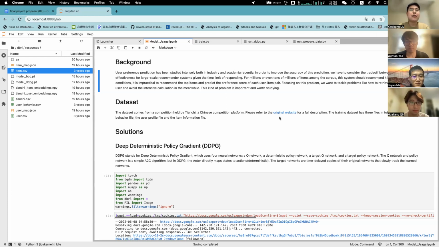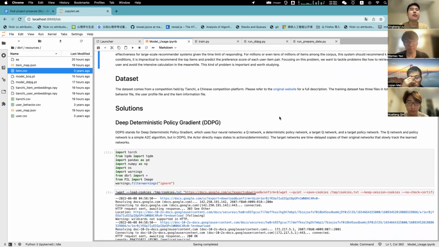The first algorithm we tried was DDPG. It stands for Deep Deterministic Policy Gradient, which uses 4 neural networks: a Q network, a deterministic policy network, a target Q network, and a target policy network. The Q network and policy network form a simple A2C algorithm, but in DDPG, the actor directly maps states to actions. The target networks are time-delayed copies of their original networks that slowly track the learned networks.